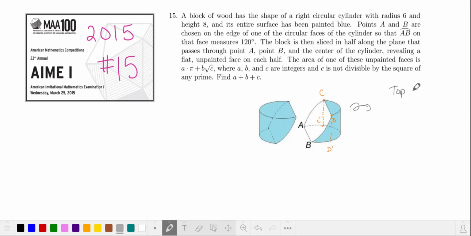Now we're going to take a look from the top of the cylinder. So it will look like a circle. Here are points A and B. These are points C prime and D prime, also on this bottom circle. And these 2 chords are parallel to each other.